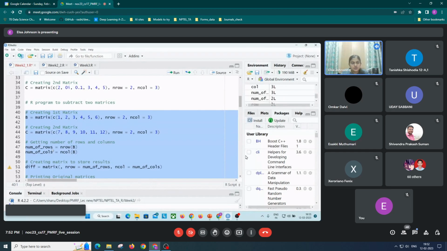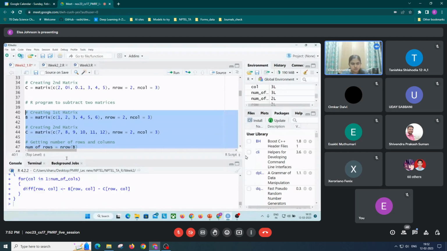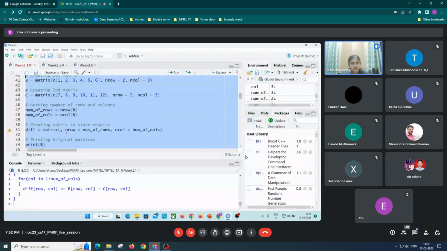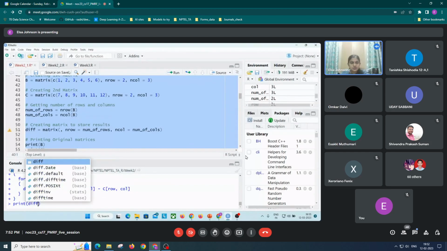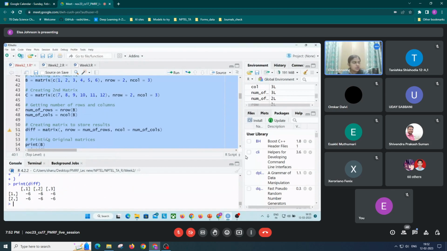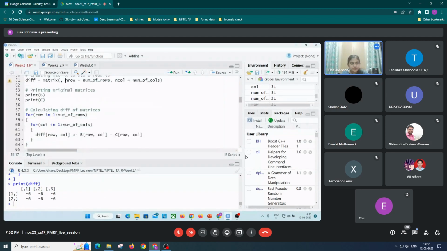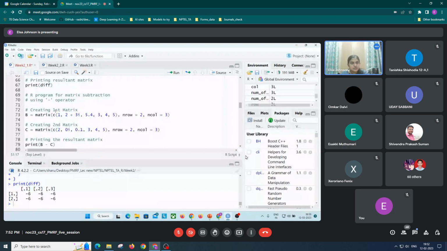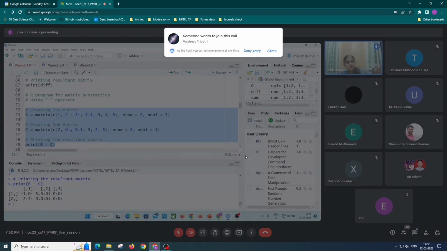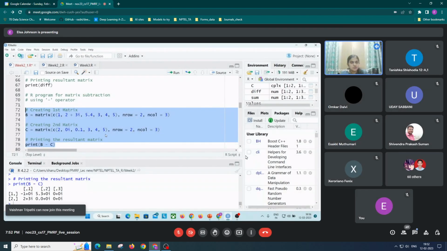If I run this one, then the whole thing will be run. And if you are printing, if we have stored the difference right now, then you will see the difference of the two matrices. So that is also fine. And directly you can do it like this also, you don't need a for loop. I'm just putting a different method to show a different type.